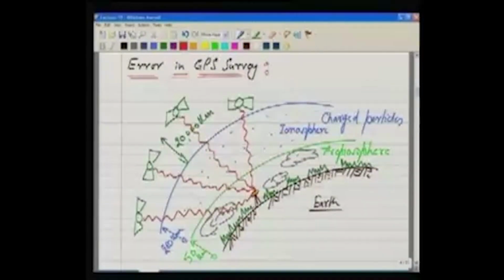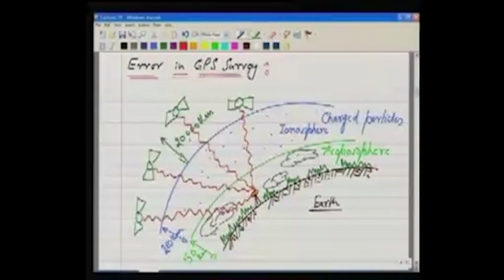What are the various sources of the errors? For this, we would like to see how the GPS signal starts, where it starts from, then how it travels, and finally where the sources of errors are. Well, in this diagram, I will keep highlighting. Over here are the satellites. I've shown you 4 satellites here.